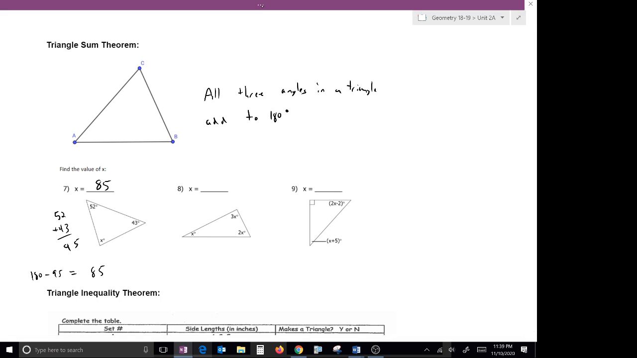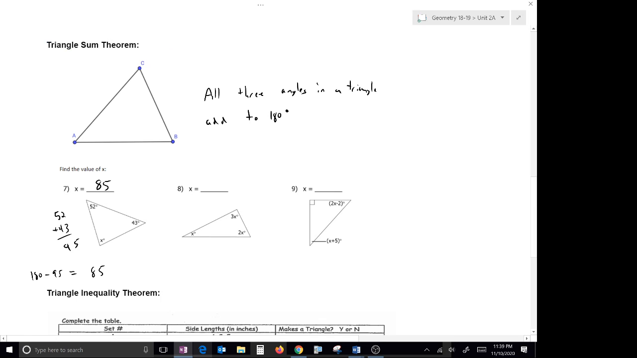Number 8, we don't have any numbers here, but I do know that all three of these angles are going to add up to be 180, so I can add x plus 2x plus 3x equals 180. From here I can collect my like terms. I got 3x plus another 3x, so it's going to be 6x equal to 180. And if I divide by 6, I would get x equal to 30.